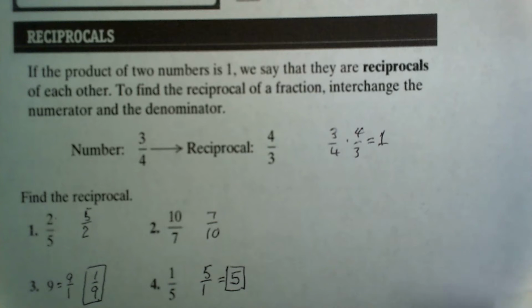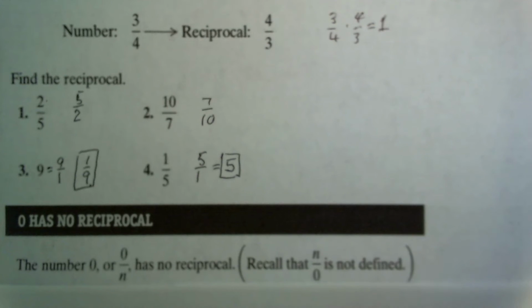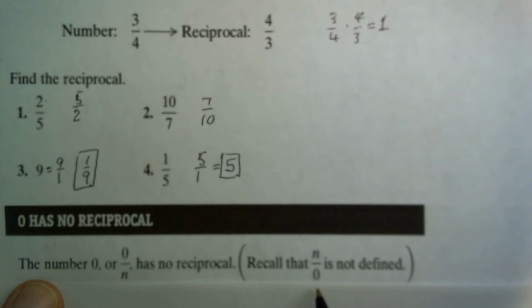Then there's a special number, and you can probably guess what that is, and that's the number 0. And that is that 0 does not have a reciprocal. And the reason why is that 0 divided by n is equal to 0, but n divided by 0 is not defined. Remember, when 0 is in the denominator, this expression, this number is not defined.